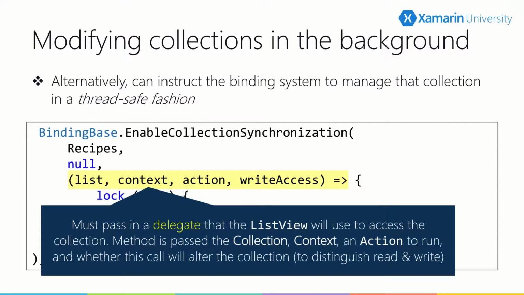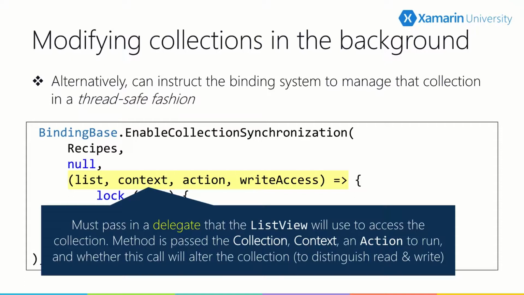And the parameters of this delegate are now the list itself, the context, which is the parameter that in our example is null, so that's the user object. The third parameter is another delegate. This action is what the list view is about to execute. And the last parameter is a Boolean, where the list view tells you whether it wants to write to the collection or just read it.